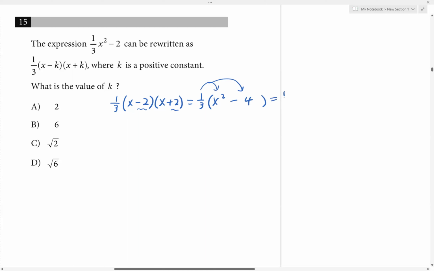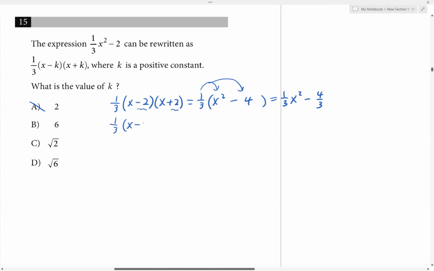So that will give us 1/3 x squared minus 1/3 times 4, which is 4/3. That's what we have there. But that's not what we want. We want 1/3 x squared minus 2. So it's not A. Let's try B.